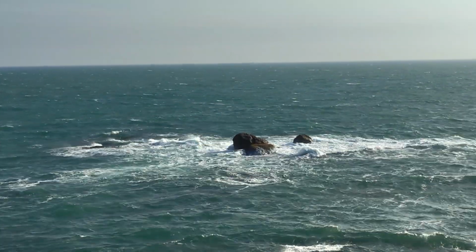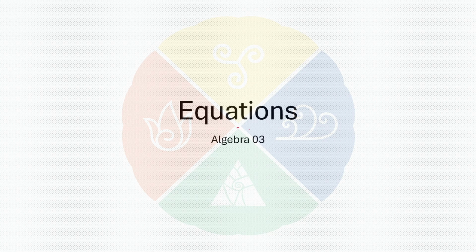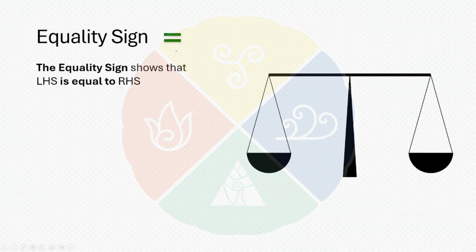So we already learned about expressions, and now it is time to learn what equations mean. Before actually learning equations, we have to understand what the equality sign means. See, the equality sign only means a simple thing. Whatever is on the left, the LHS, which means left hand side, should be the same as the thing on the right. Only then you can use the equality sign or equal to sign.